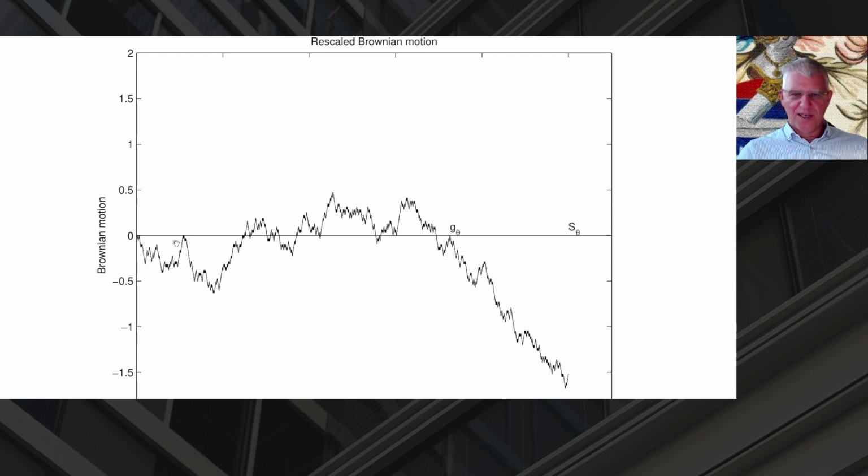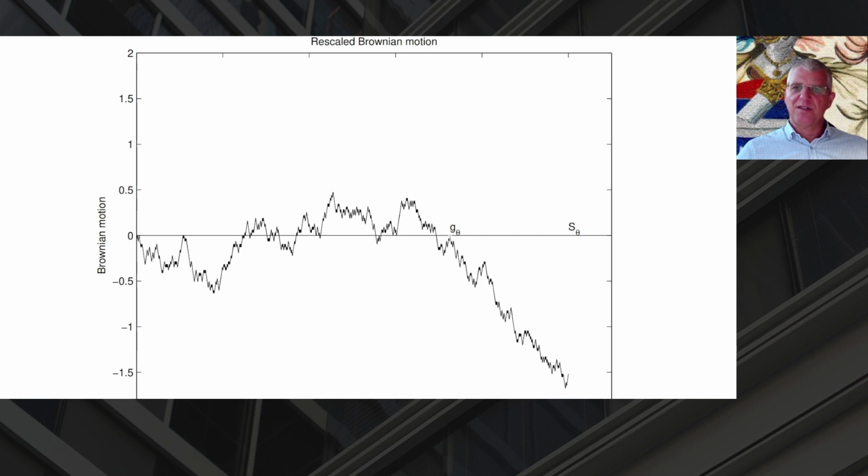And one more idea that I will write down formally a little later is that if you look at the path of Brownian motion up to this time g theta, it starts at 0, it ends at 0. It looks very much like a Brownian bridge, because a Brownian bridge starts and ends at 0. Of course, it isn't a Brownian bridge. It's a Brownian bridge that's been rescaled by an independent random variable.